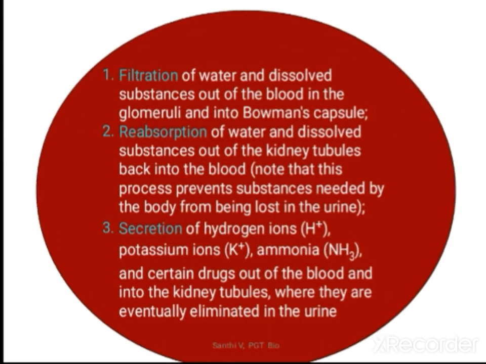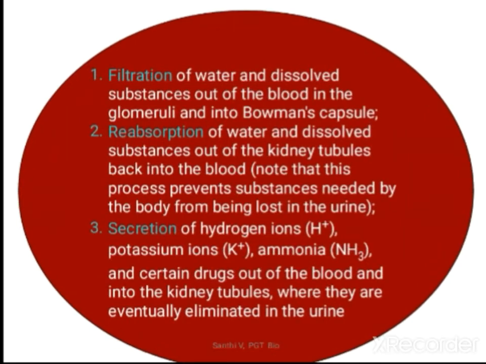So let us study briefly what the steps involved here are. That is filtration, reabsorption and secretion. In the first step, filtration of water and dissolved substances out of the blood in the glomeruli and into the Bowman's capsule occurs. In the second step, reabsorption of water and dissolved substances out of the kidney tubules back into the blood. It is very important because it prevents loss of useful substances.